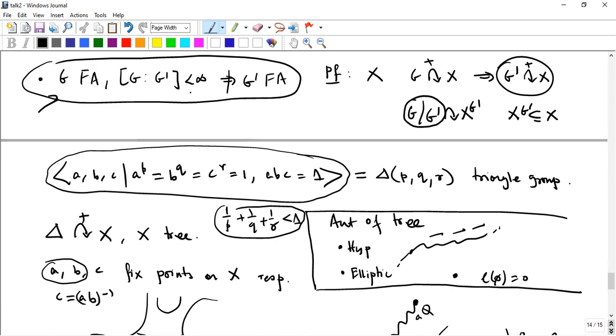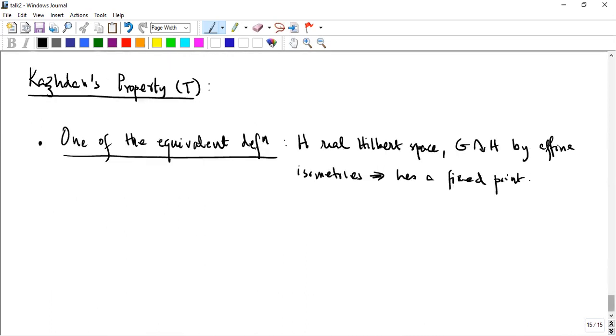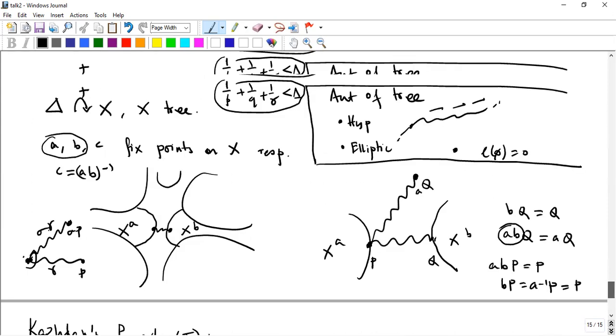So yeah, property FA does not go through quotients. Okay. So I wanted to say something about SL3.